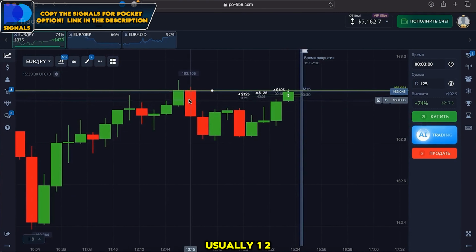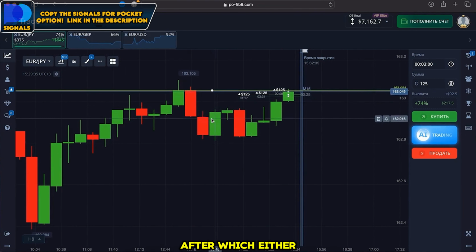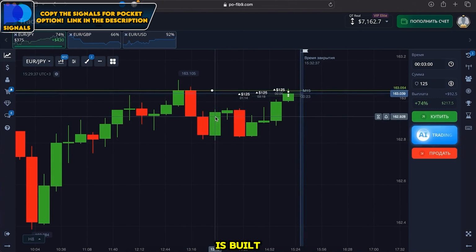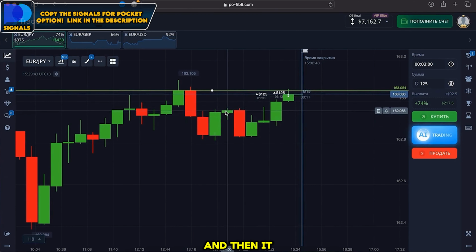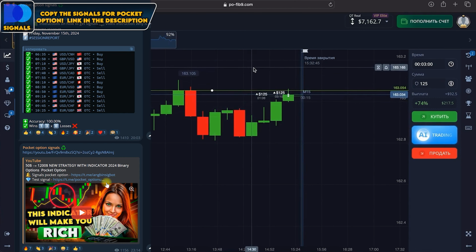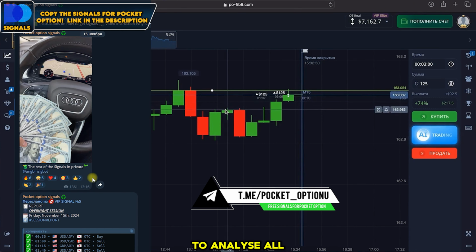Usually, 1 to 3 bearish candles are formed if we have an upward trend, after which either a sideways movement is built, or 2 consecutive candles on a 15-minute interval. By the way, 2 consecutive bullish candles are formed, and then it calmly goes up. The second trade unfortunately did not go through, but we continue to analyze all of this.